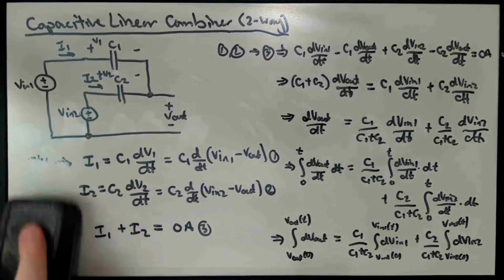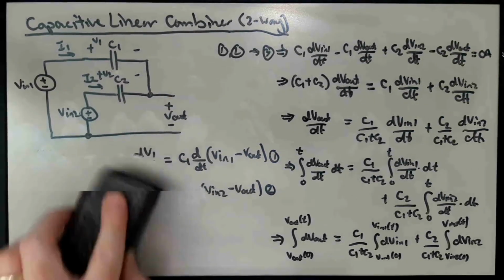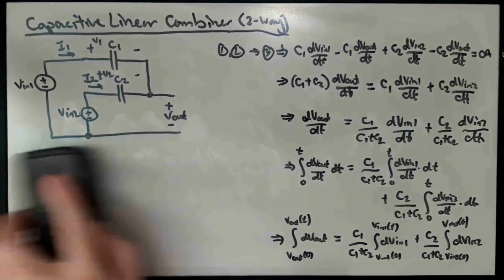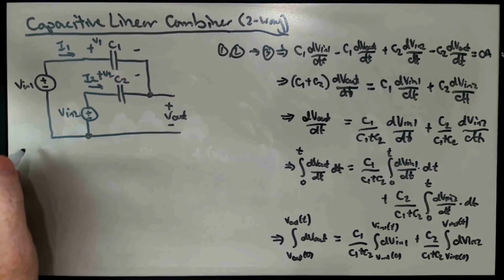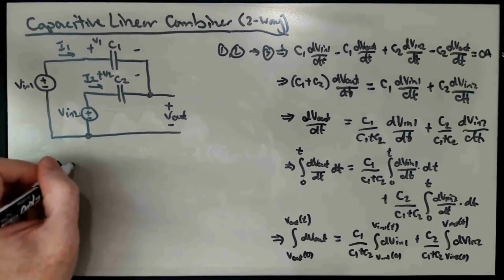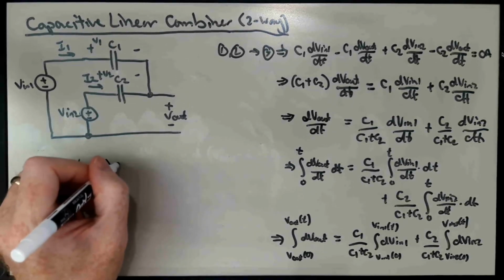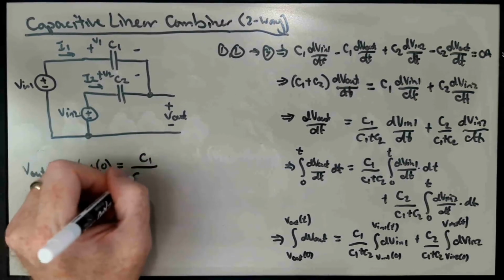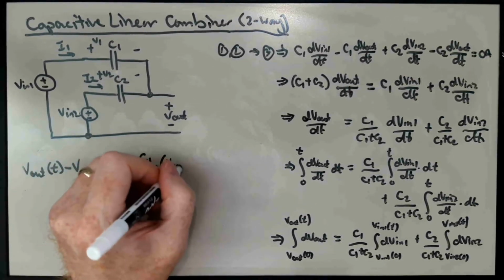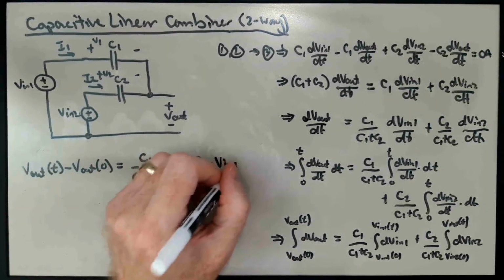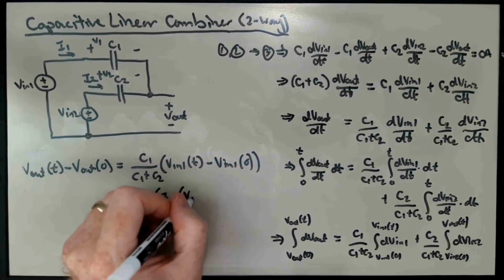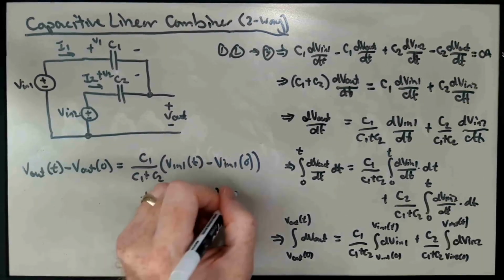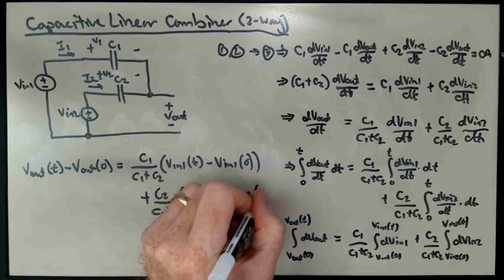And so what that tells us is that we evaluate V out from V out of 0 to V out of t, we get V out of t minus V out at t equals 0 is equal to C1 over C1 plus C2 times Vn1 of t minus Vn1 of 0, plus C2 over C1 plus C2 times Vn2 of t minus Vn2 of 0.